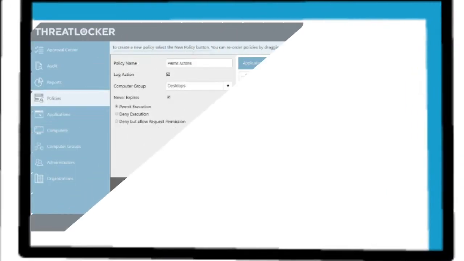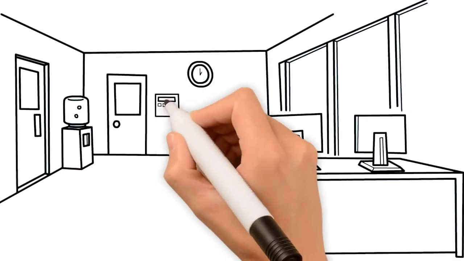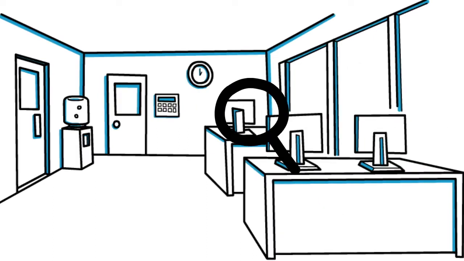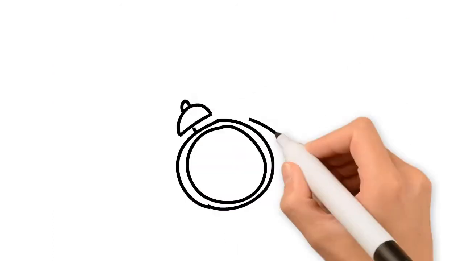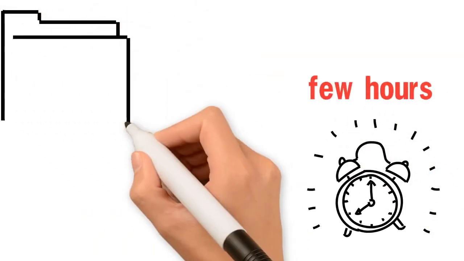Creating policies is a breeze. It can be done in a few clicks, and don't worry about creating the initial policies. The ThreatLocker client will scan all of your computers and create suggested policies for you. Unlike traditional application whitelisting solutions, ThreatLocker can be deployed in as little as a few hours.